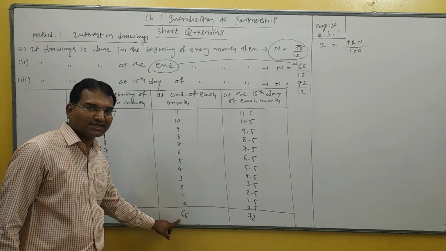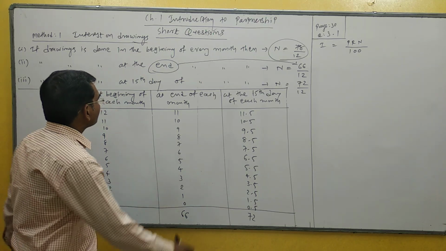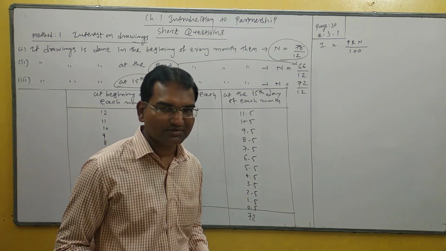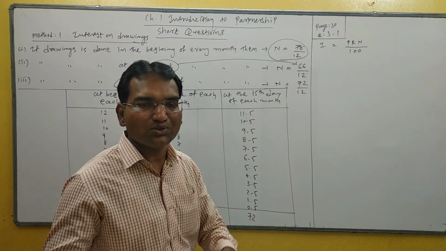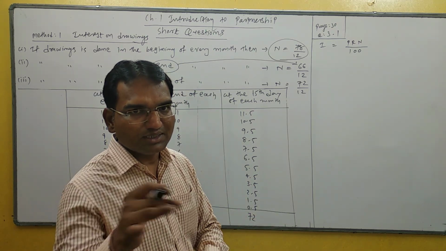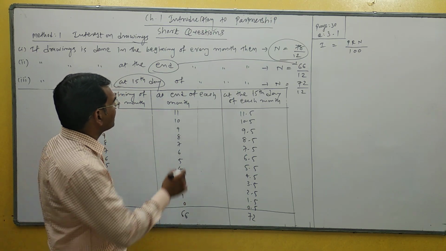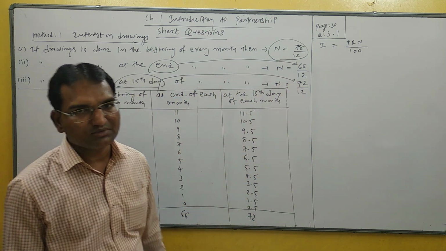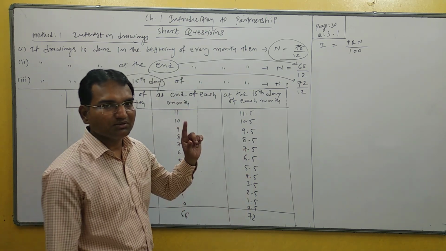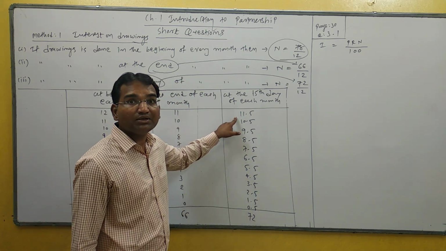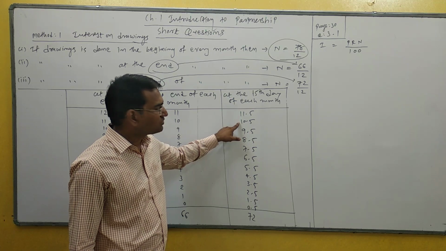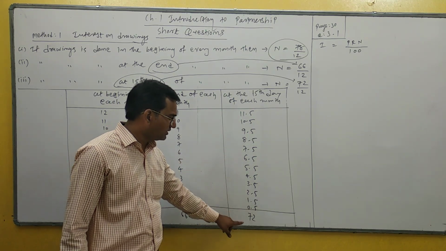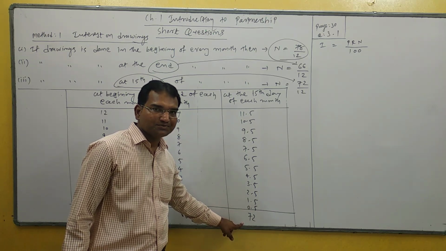So 66. Sometimes the partner withdraws an identical amount on the 15th day, the middle of the month, the 15th or 16th day of the month. In that case, interest on drawing is calculated for 72 months, because the first drawing consumes 11.5 months, the second drawing consumes 10.5, 9.5, 8.5, 7.5, and finally the total is 72.